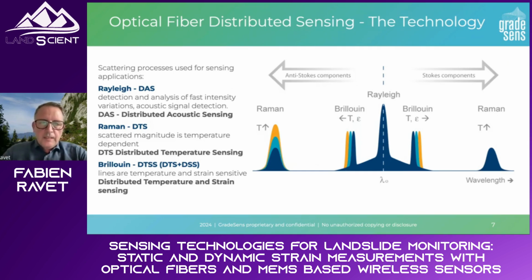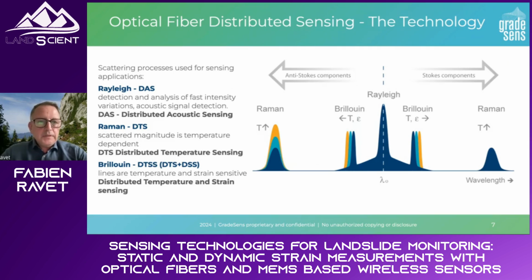And the Brillouin line is also very interesting because it has a cross sensitivity to strain and temperature. But here we don't look at the amplitude variation, we look at the change in the wavelength. And that change is proportional to temperature and strain. Actually, it's the optical frequency, not the wavelength. So we have three techniques that can be used for fiber sensing.